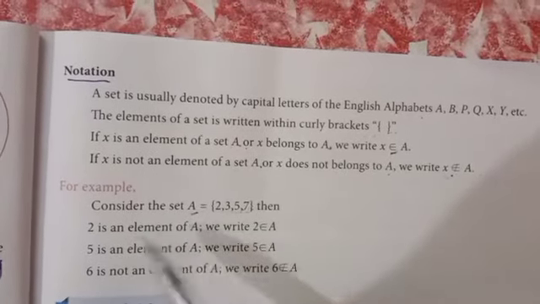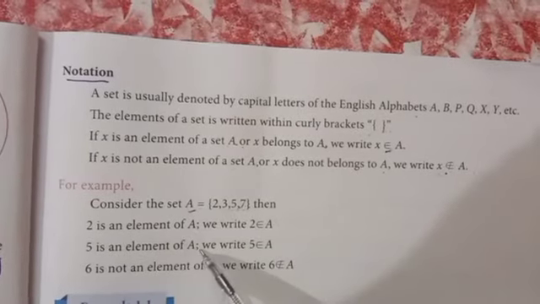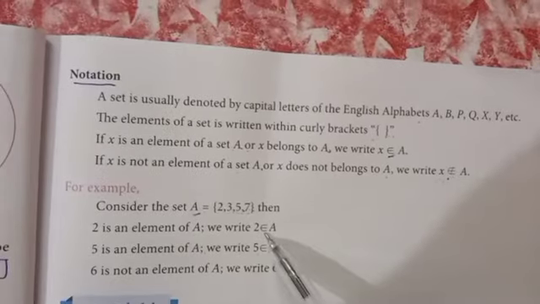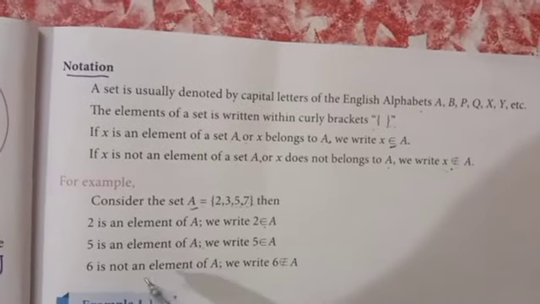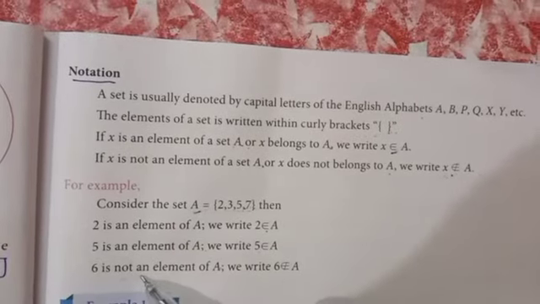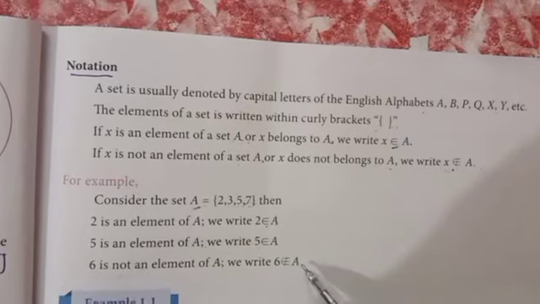So how do you write this? 2 belongs to A. 5 is an element of A. So that is 5 belongs to A. What is the symbol name? Belongs to. 6 is not an element of A. What is the meaning of this? Not means not belongs to. 6 does not belong to A. Have you understood, students?